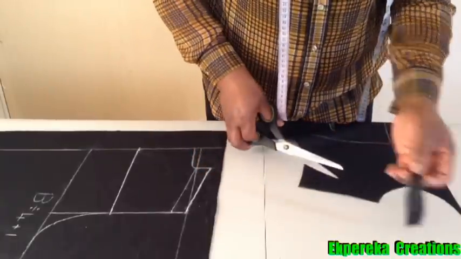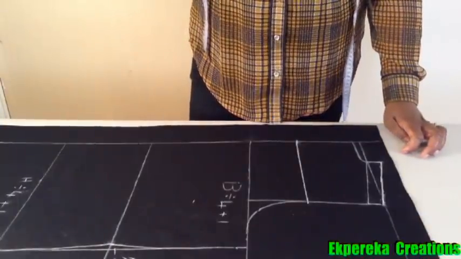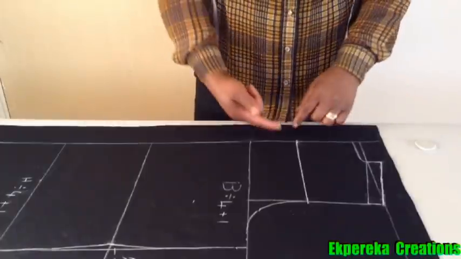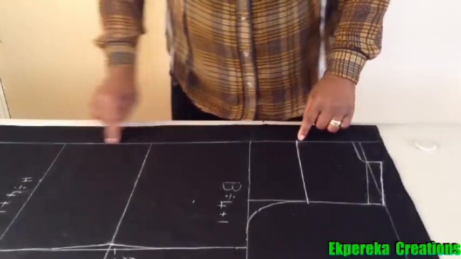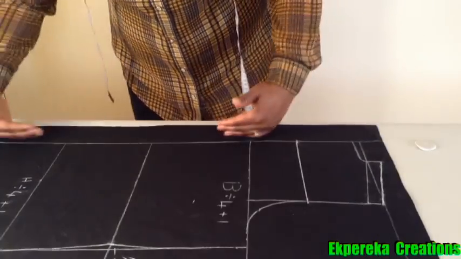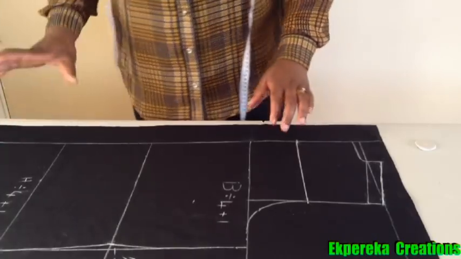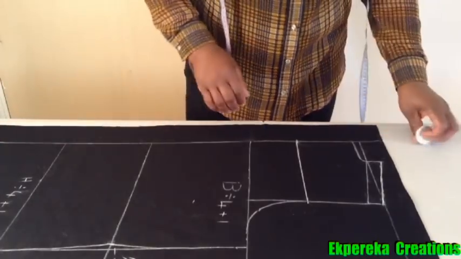So this is front pattern. If you want pleat, box pleat on your dress, at the back of your dress, you will add it on this line. This is center back line. But if you don't want pleat on it, you will trim this off. From this line, you cut this off. So I'm going to add pleat to it.